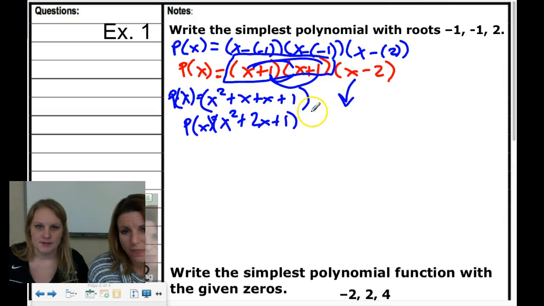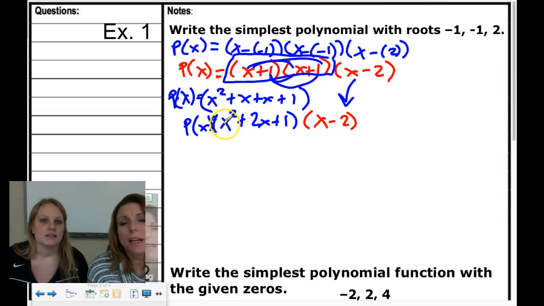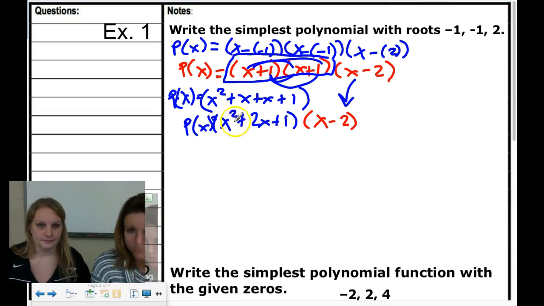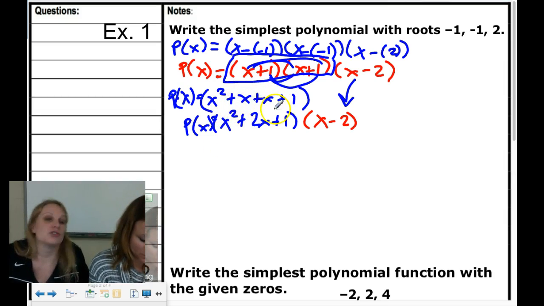I'm going to keep it in red so you know it's still the one we still have to multiply by. So now we're multiplying a trinomial by a binomial, which you learned back at the beginning of the chapter. Which is kind of like foiling, but we're just distributing everything again.